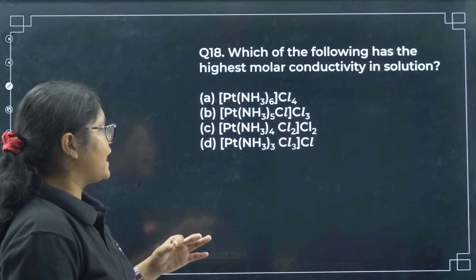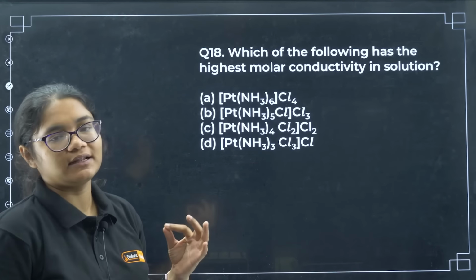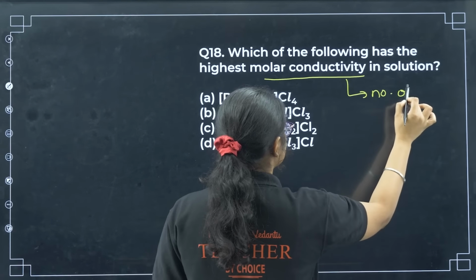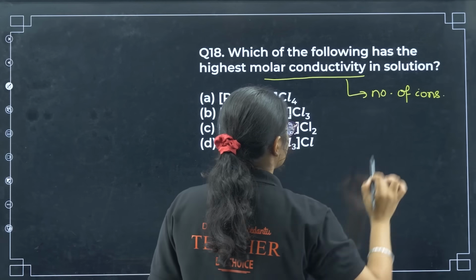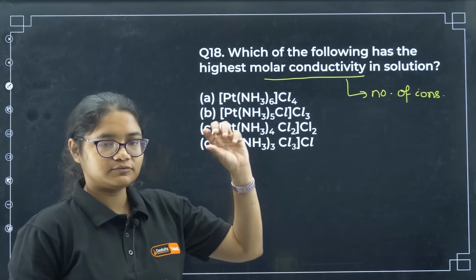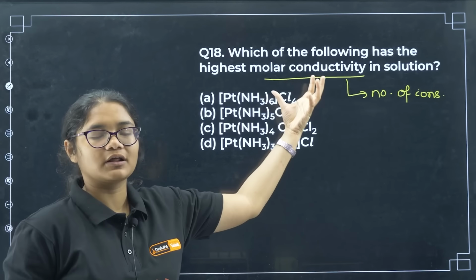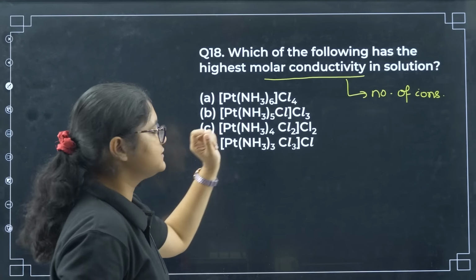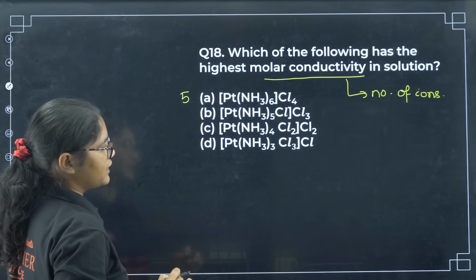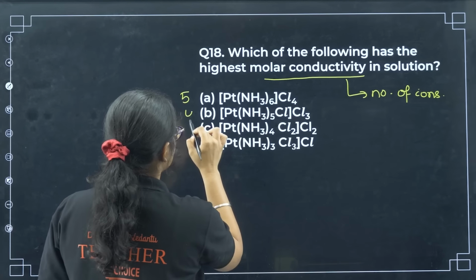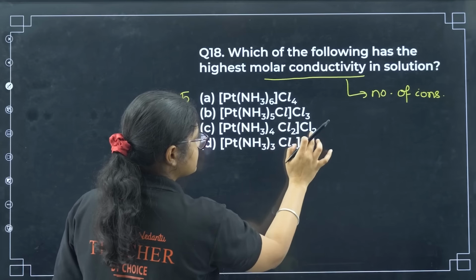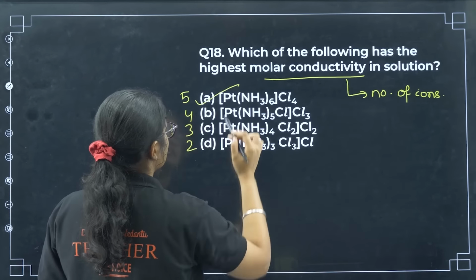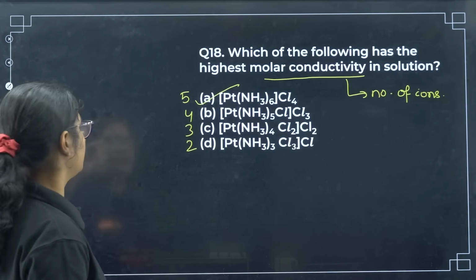Next, which of the following has the highest molar conductivity in solution? So molar conductivity is affected by the number of ions produced, right? How many ions are produced? The complex will always be 1 ion and the rest, auxiliary or counter ions, will be counted. So here I have this 1 complex and 4 chloride ions. So the total number of ions produced here is 5. Here I have 1 ion and 3 ions, so 4. Here I have 1 complex and 2, so 2 plus 1, 3. Here I have 1 plus 1, that is 2. So the answer for this question will be option number A.